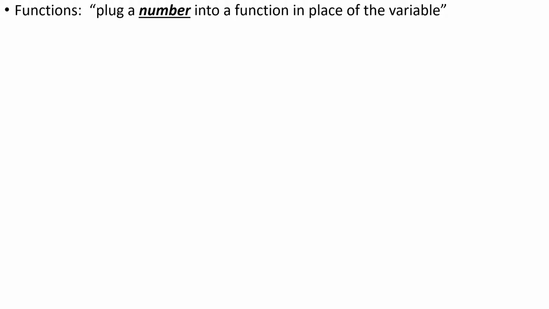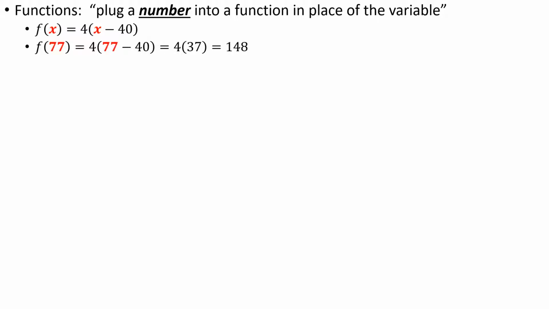So when we've dealt with functions in the past, basically what we do is we plug a number into the function in place of the variable. So for example, let's take Dolbear's law and look at it as a function of x. f of x equals 4 times x minus 40. Suppose we have a temperature of x equals 77. So we'll plug 77 in place of x on both sides, as you see. On the right side, we're going to take 77 minus 40, which is 37, and then we'll multiply 37 by 4 to get 148. 148 is the number of chirps per minute for this cricket at 77 degrees Fahrenheit.